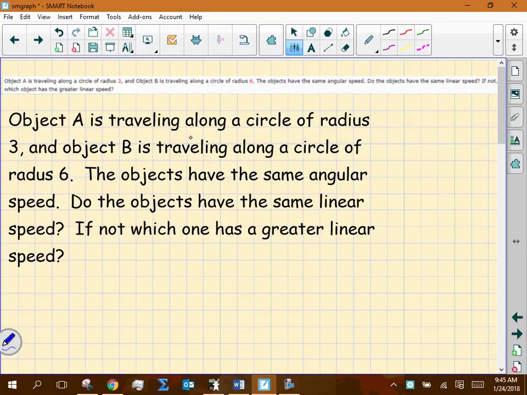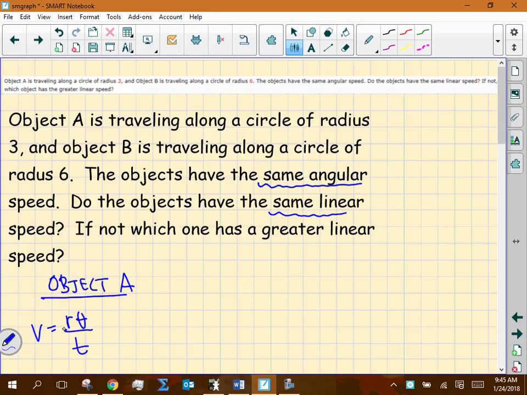I think the best thing here is, because we're talking about them having the same angular speed, the question is, what is their linear speed? We could do one of two things. I'm going to look at object A, and I could determine its linear velocity by using r theta divided by t, right? We could do that, okay? And then do the same thing for object B.